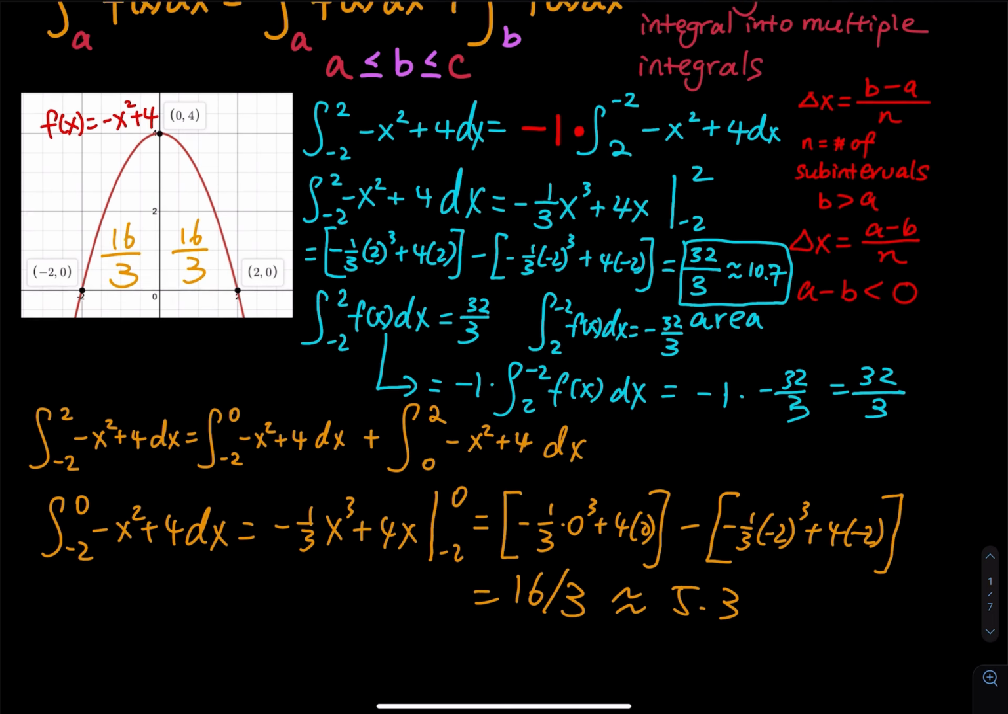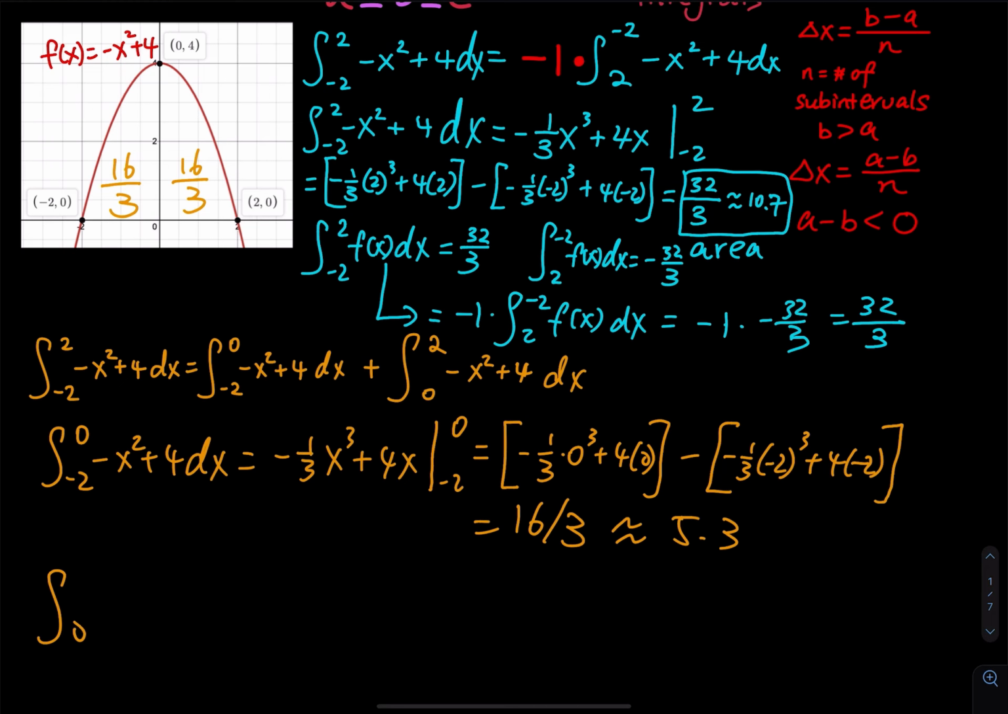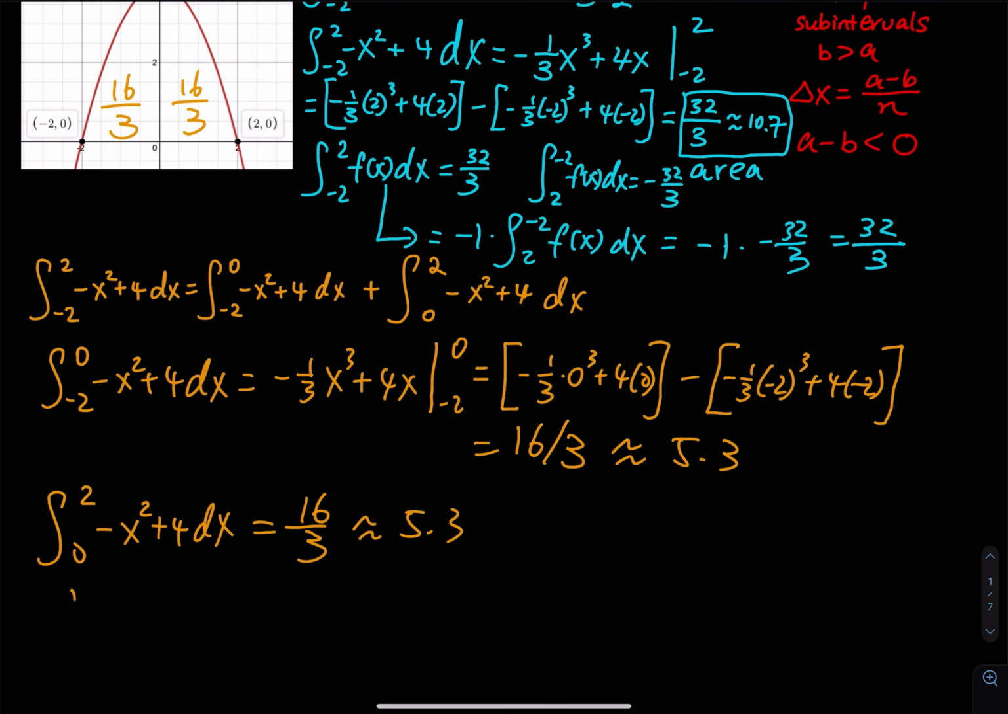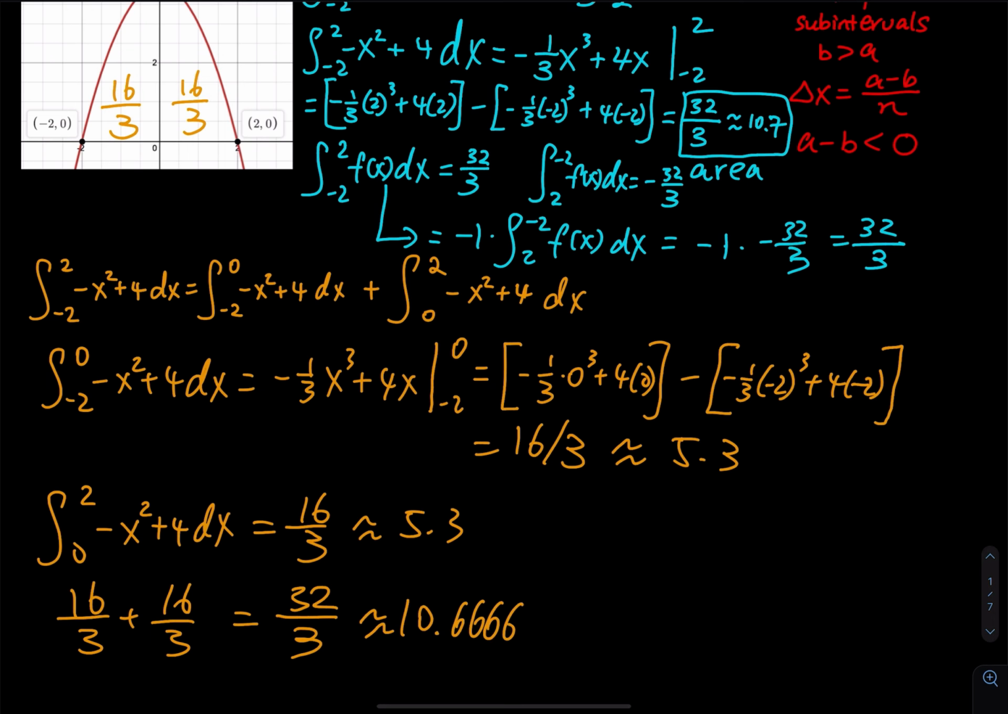So the other piece, when you go from 0 to 2, negative x squared plus 4 dx, this one will give you 16 over 3. And then when you add them, this one is 5.3 as well. When you add the 16 over 3 plus 16 over 3, that gives you the sum, 32 over 3, which is what we got from the blue integral. So that is approximately equal to 10 point, and then the 666 is repeating. When you do approximation, that is approximately equal to 10.7.